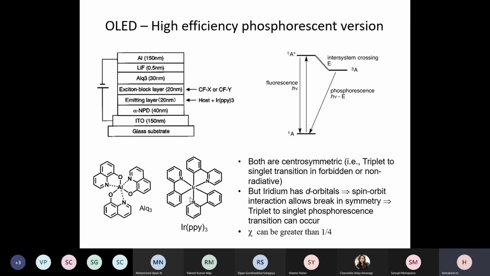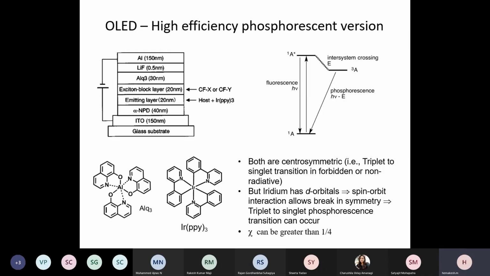And because of that, the spin factor can now go above 1/4, which was limited to 1/4 for fluorescent compounds. So the emission layer has this iridium complex that allows for both fluorescence and phosphorescence phenomena to happen, which increases the efficiency of the whole device.